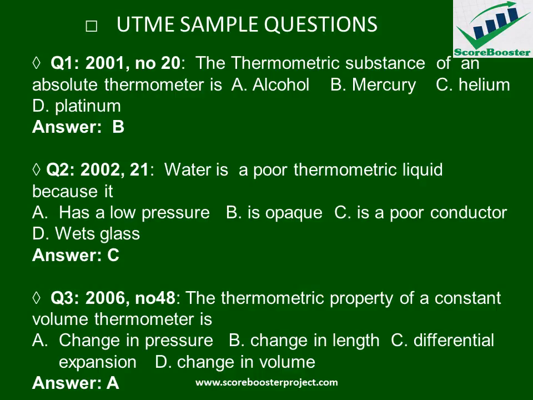The next question we shall be considering comes from 2006, number 48. The question goes thus: the thermometric property of a constant volume thermometer is dash. You have option A to be change in pressure, option B is change in length, option C is differential expansion, while option D is change in volume. The correct answer here is A, that is change in pressure.